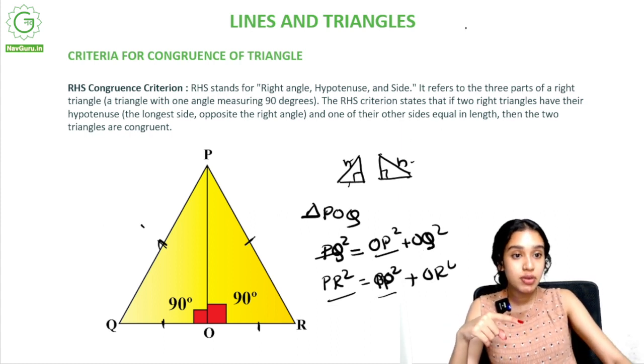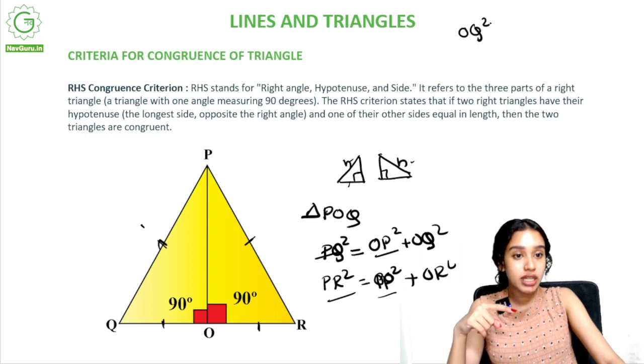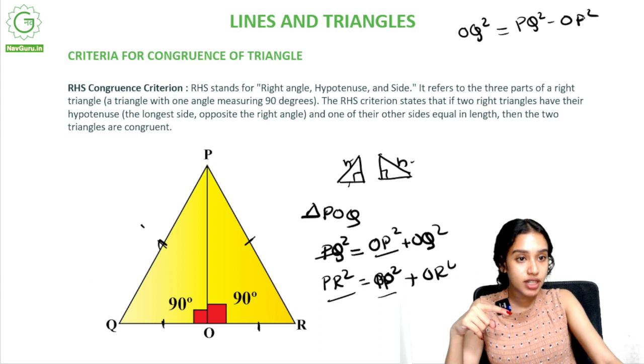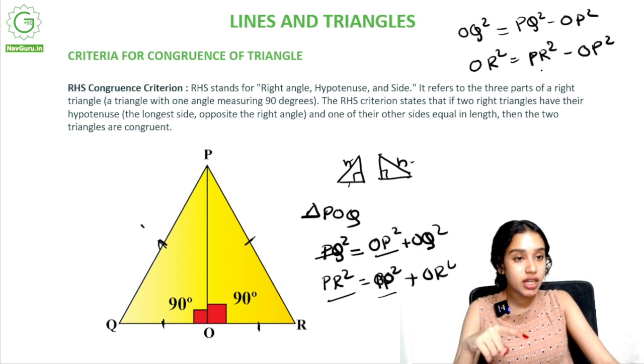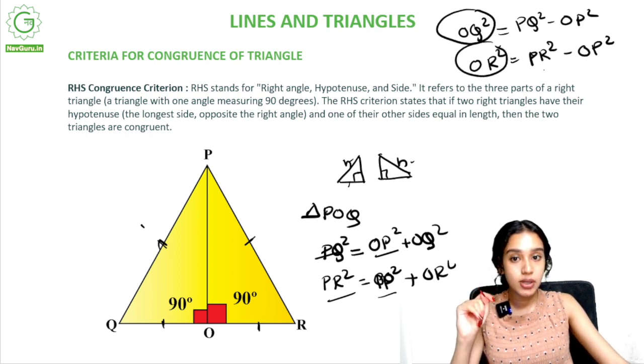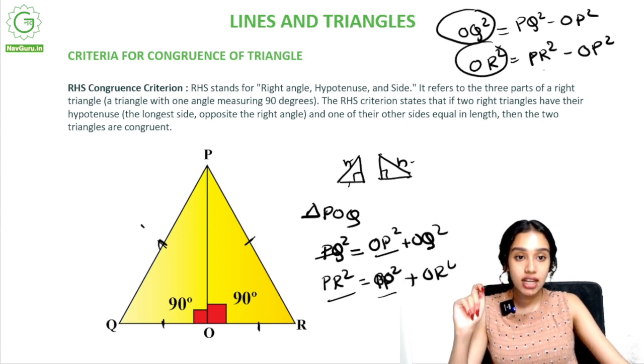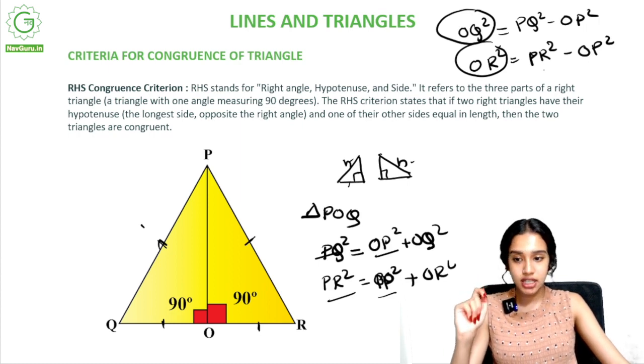Even if it's not common, if it's equal to each other, the other side should be equal, right? How did this happen? Because OQ square would be equal to PQ square minus OP square, and OR square should be equal to PR square minus OP square. Here we said that PQ and PR are equal, so obviously these both would also be equal. This is the right angle, hypotenuse and side congruence criteria, or the RHS congruence criteria.